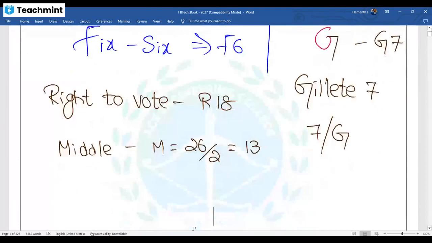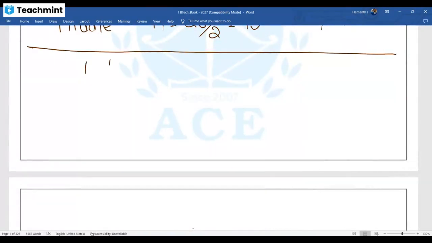Okay. And what are the 5 multiples from 1 to 26? What are the 5 multiples available? 5, 10, 15, 20, 25. These are the 5 multiples, right?